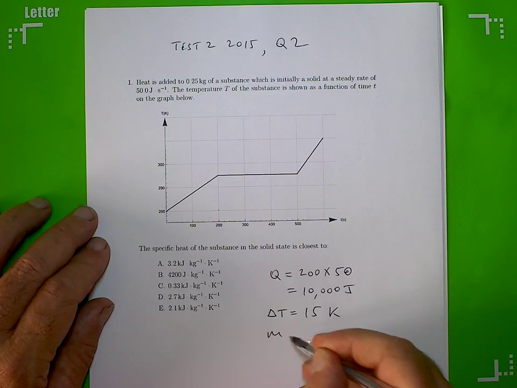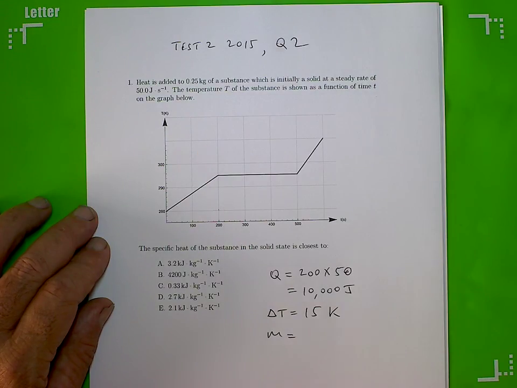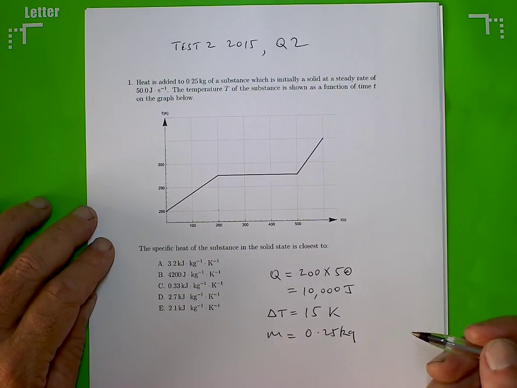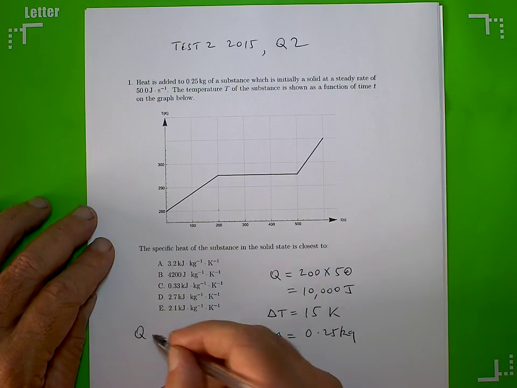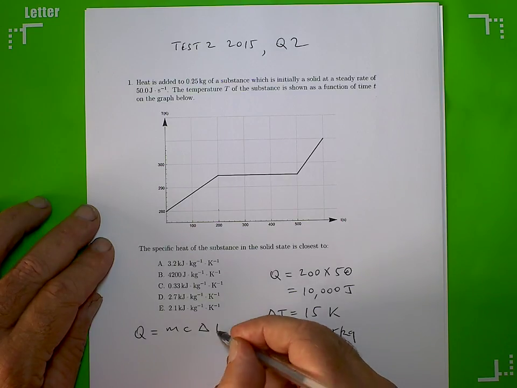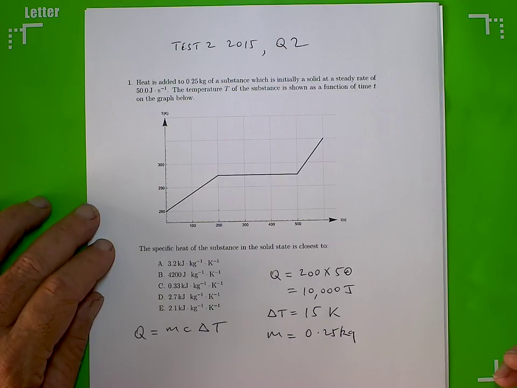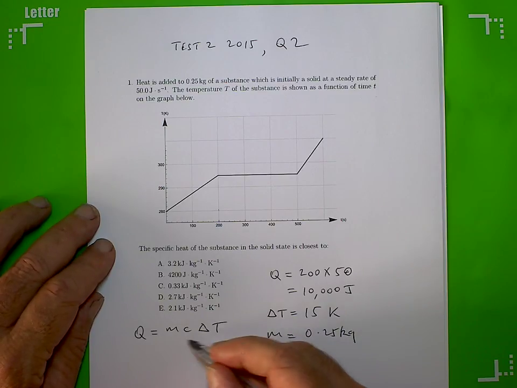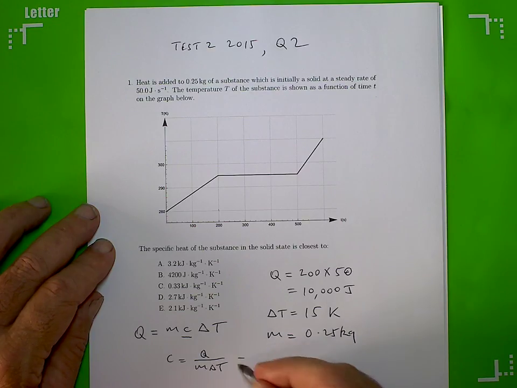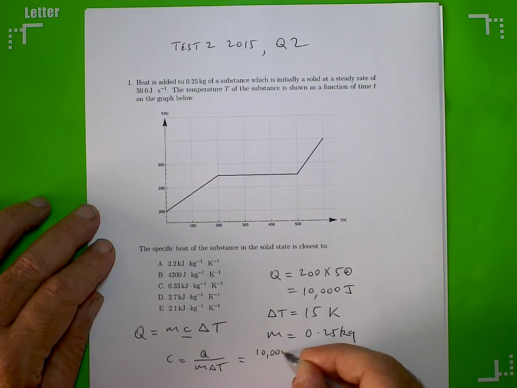And what's the mass? It's in the question. It's 0.25 kilograms. And we know there's a formula somewhere. It says heat is equal to mc delta T, and the thing we want is C. So we can rearrange and say C equals Q over m delta T, which is equal to 10,000 over 0.25 times 15.